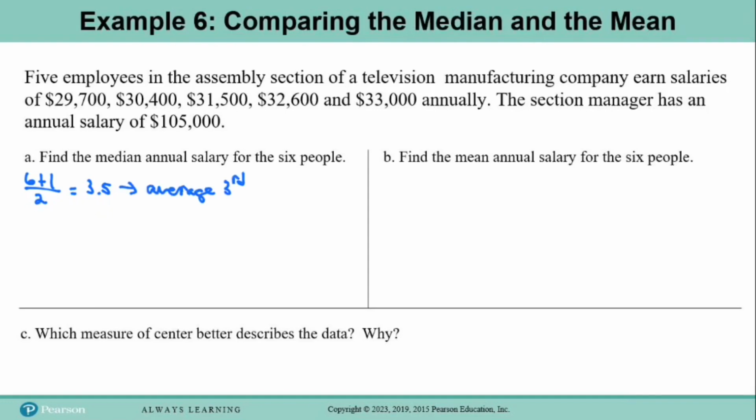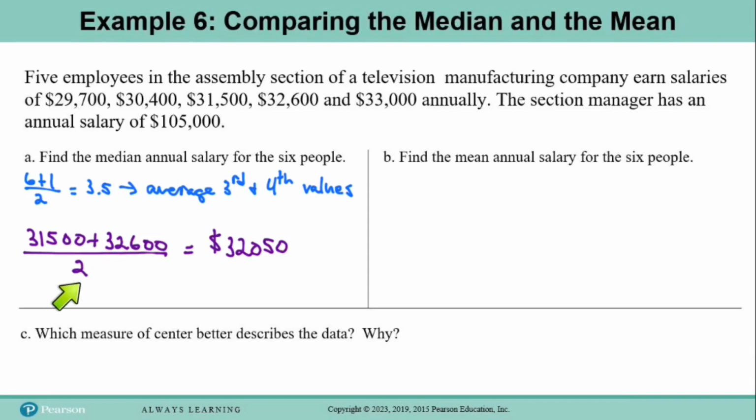So the median is the average of the numbers in the 3rd and the 4th position. So 1, 2, 3, 4 would be the average of these 2 values right here. So the median is the average of 31,500 and 32,600. And once we add those 2 numbers and divide by 2, the median of this data set is $32,050. And now let's find the mean of these 6 values.